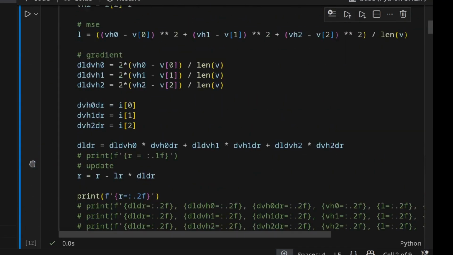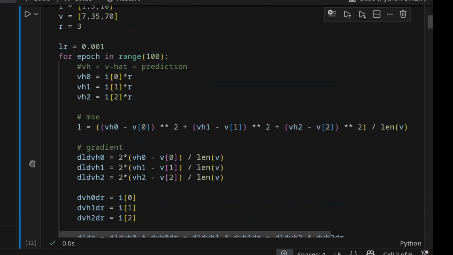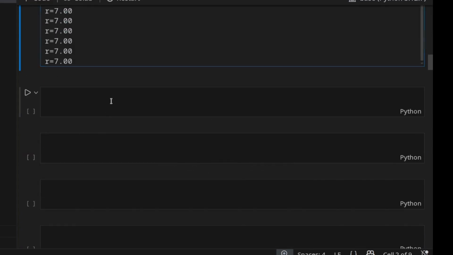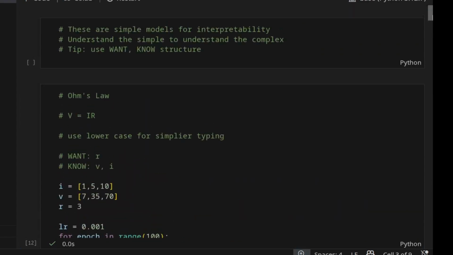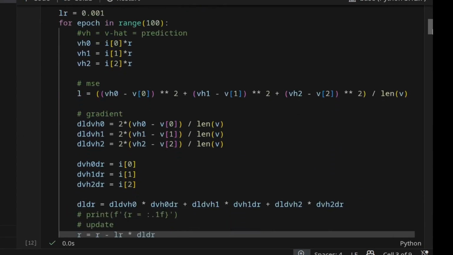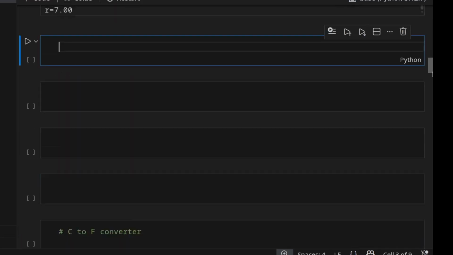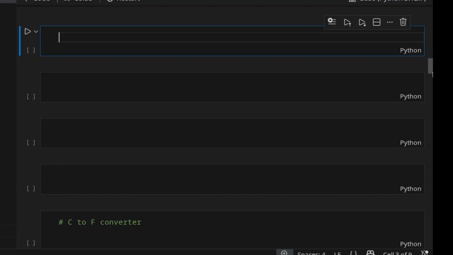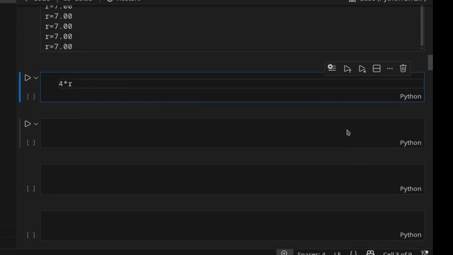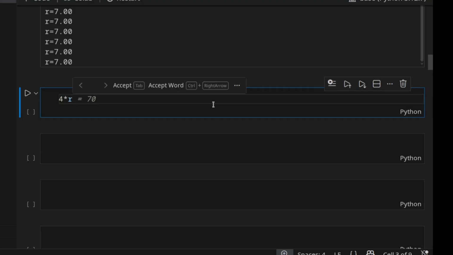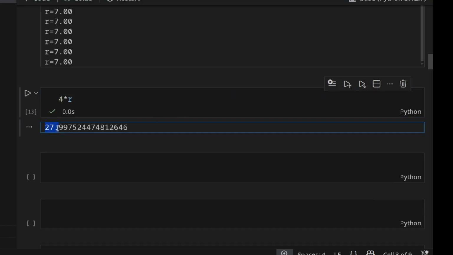So that's showing that. So I can come down here, and if I redo the model, let me think it through real quick. I can just simply put something times R is equal to something. Let's see what it'll do. So 4 times R, it should be 28. 4 times R equals approximately 28.